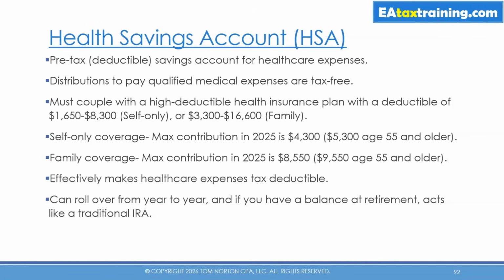Those are the deductible amounts that are required on your health insurance. How much can you contribute to these? If it is self-only coverage, your maximum contribution for 2025 is $4,300. If you are age 55 or older, not 50, but 55 or older, then it is $5,300. If it is family coverage, then your max contribution is $8,550 or $9,550 if you are age 55 or older.